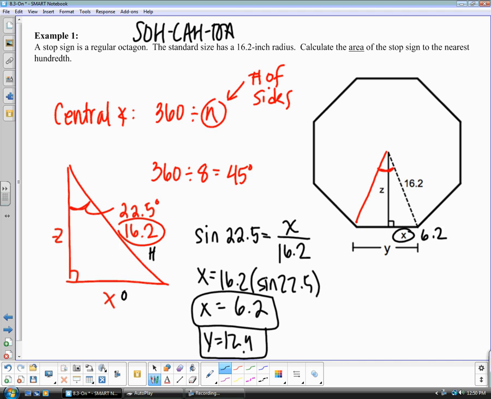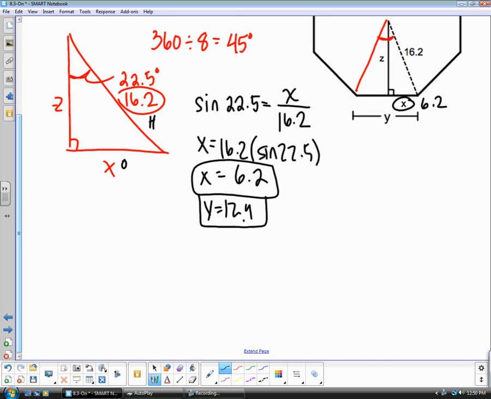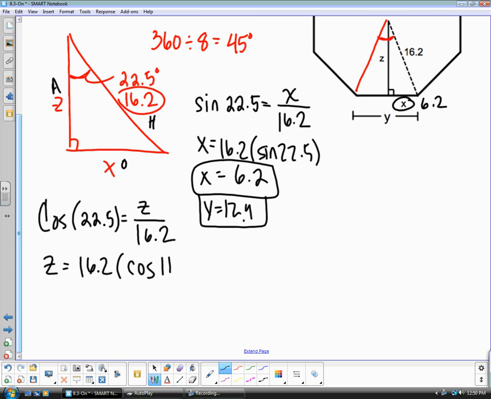Now we need to go ahead and find the apothem. There's a couple ways you can do it. You could use Pythagorean theorem now, or you could use trig again. Let's use trig. We have the adjacent side of 22.5 degrees and we have the hypotenuse. So let's use cosine. Cosine of 22.5 is equal to your adjacent over hypotenuse, which is 16.2. Cross multiply. Take 16.2 times cosine 22.5. Z comes out to be 14.96.